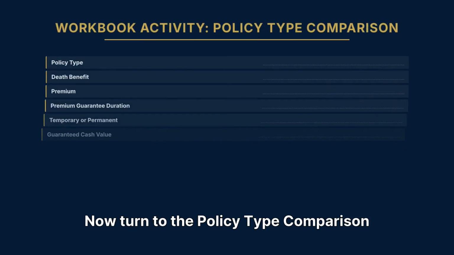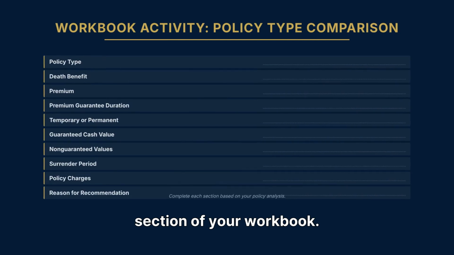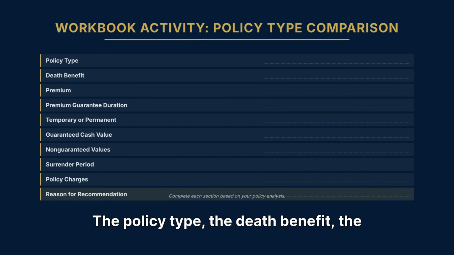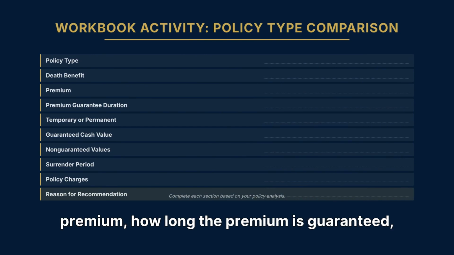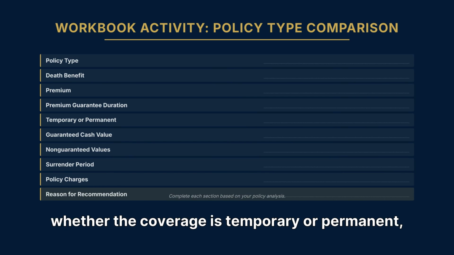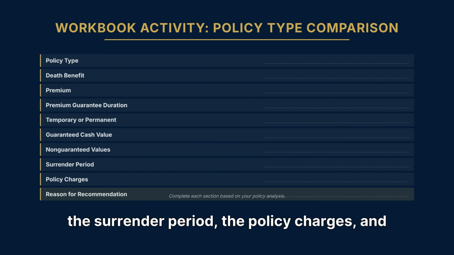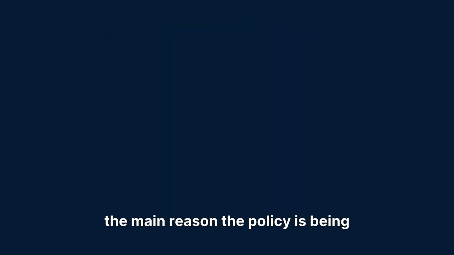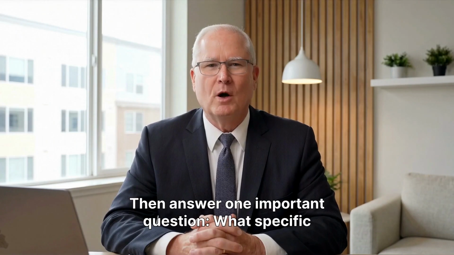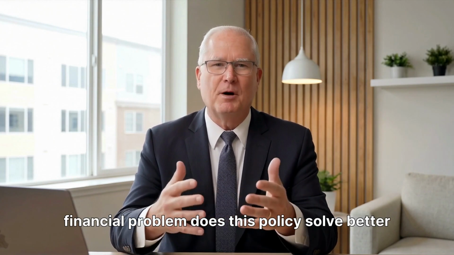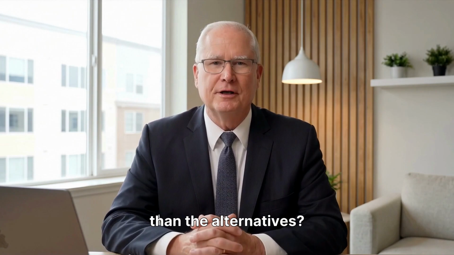Now turn to the policy type comparison section of your workbook. For each policy you are considering, record the policy type, the death benefit, the premium, how long the premium is guaranteed, whether the coverage is temporary or permanent, the guaranteed cash value, the non-guaranteed values, the surrender period, the policy charges, and the main reason the policy is being recommended. Then answer one important question. What specific financial problem does this policy solve better than the alternatives?